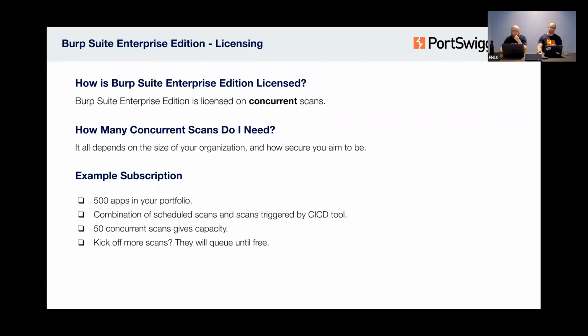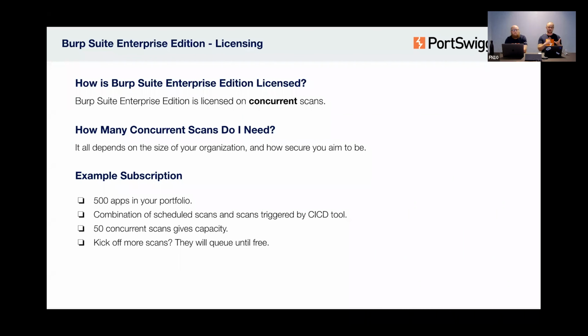So unlike most other automated web vulnerability scanners, our competition, Burp Suite Enterprise Edition scans can be assigned and reassigned across any websites, applications, URLs that are within your portfolio. So basically, you do not need the same number of subscriptions, concurrent scans, to match the size of your application portfolio. So hopefully this example will bring it to life a little bit more. When we ask how many concurrent scans do I need, basically it all depends on the size of your organization and how secure you aim to be.